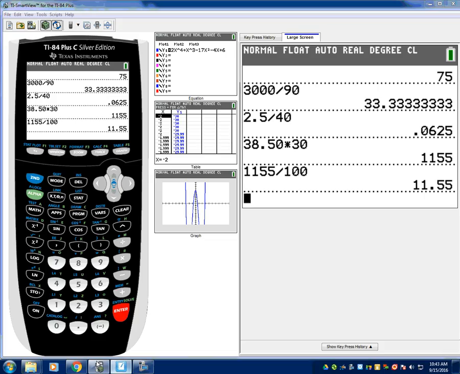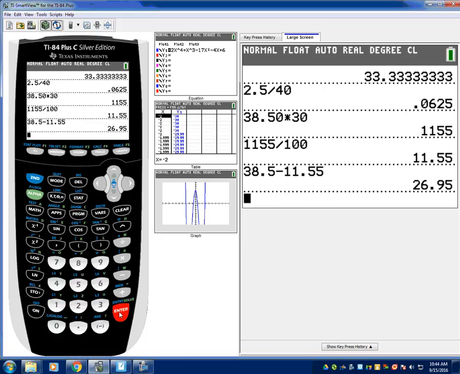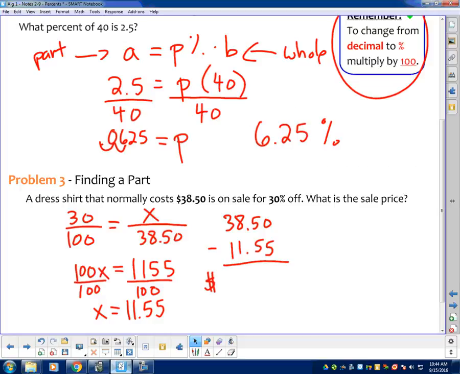So 38.50 minus 11.55, that's the price to take off. $26.95 is what I'm going to pay for that shirt now. So $26.95 is the sale price of the shirt. We'll box that.